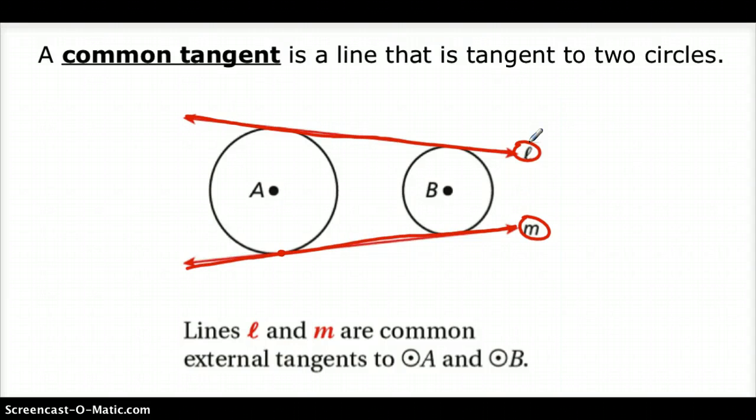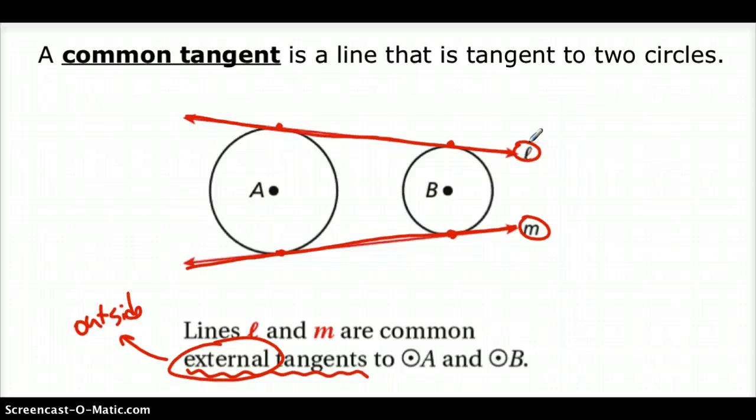Remember, they actually cross these different circles in just one point. Okay, they intersect them at just one point. Now these lines L and M are considered common external tangents. Remember, this word external means outside, right?